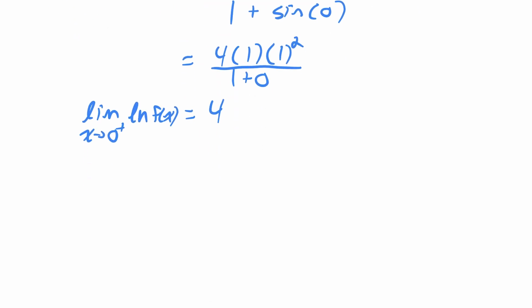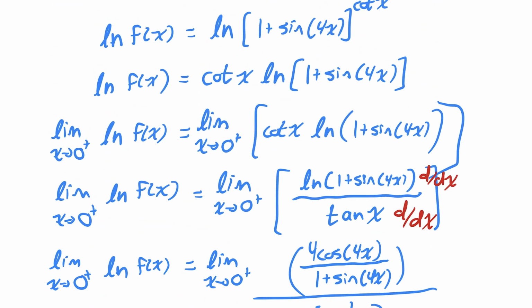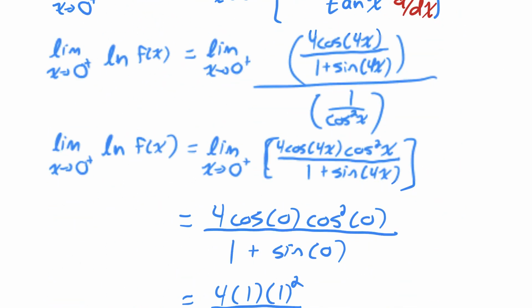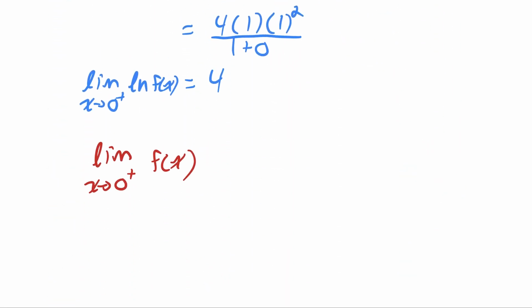But what do I actually want? I actually want the limit as x approaches 0 from the right of f at x. Right? I want it of the original function, which I named f at x way back at the start of the question here. So what I'm going to have to do is one more little trick. I'm going to rewrite f at x in a little bit of a tricky way. I could rewrite f at x as a base e power. I could write it as e to the ln of f at x. That's just equal to f at x.